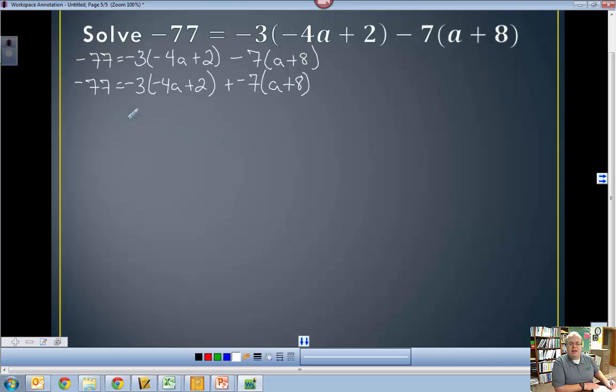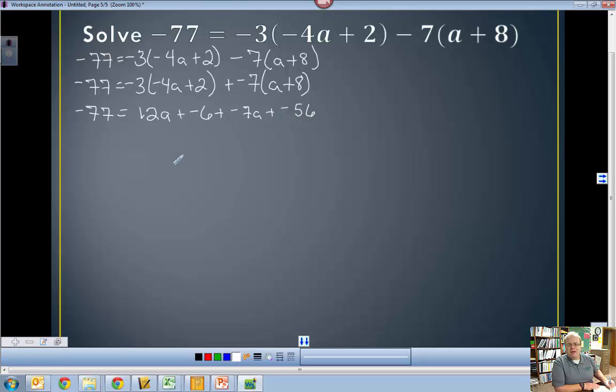Now, I need to use my distributive property. Well, I have to do that twice, so I'm going to do it both in the same step. So I'm going to have negative 77 equals negative 3 times negative 4 is a positive 12. Negative 3 times a positive 2 is a negative 6. Negative 7 times a is a negative 7a. And a negative 7 times a positive 8 is a negative 56.